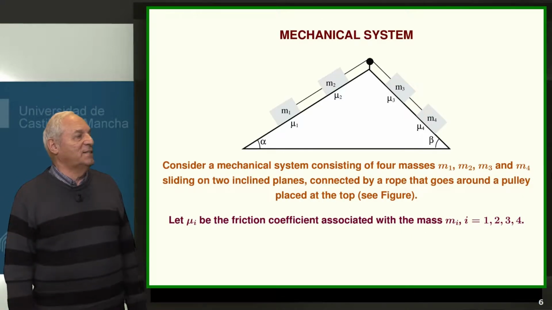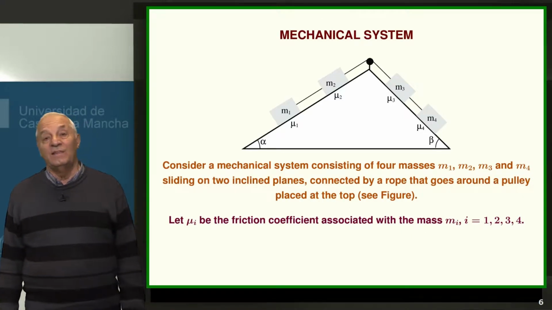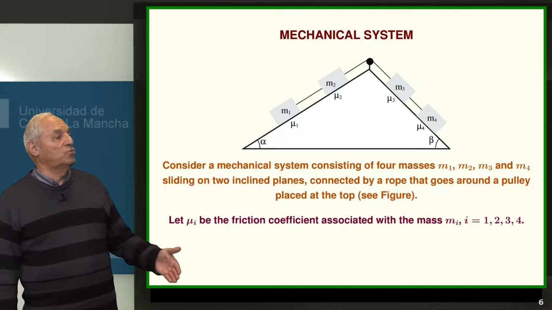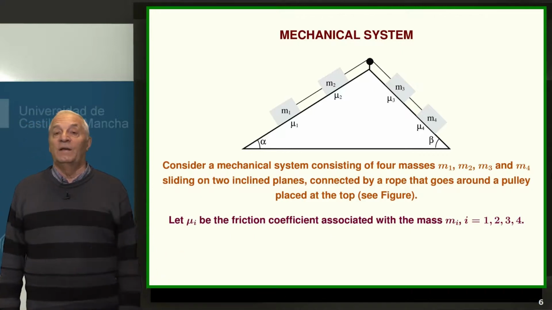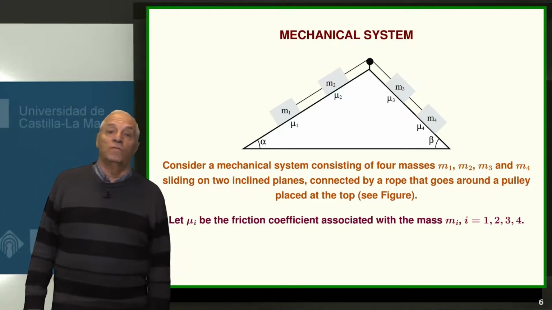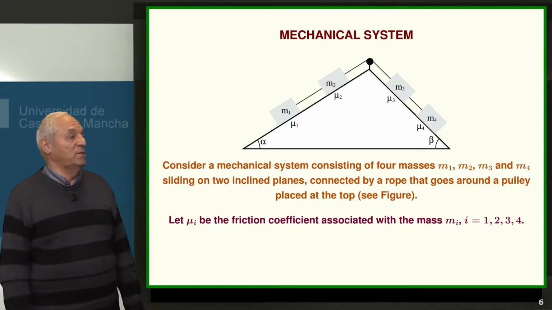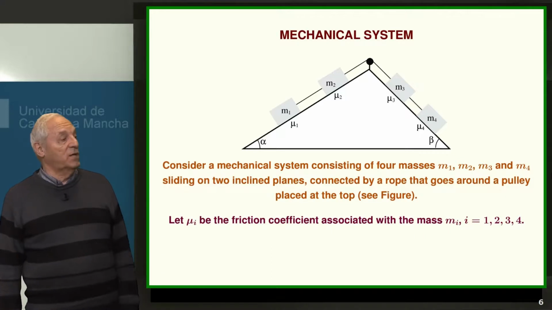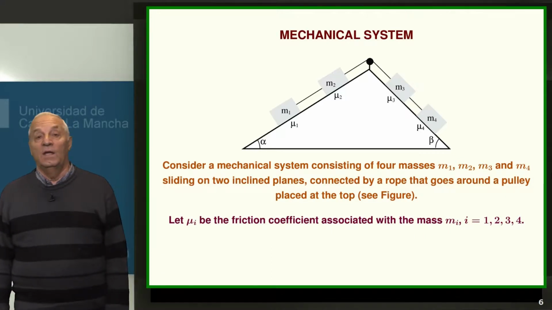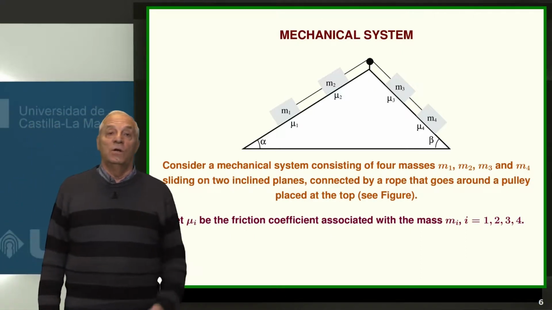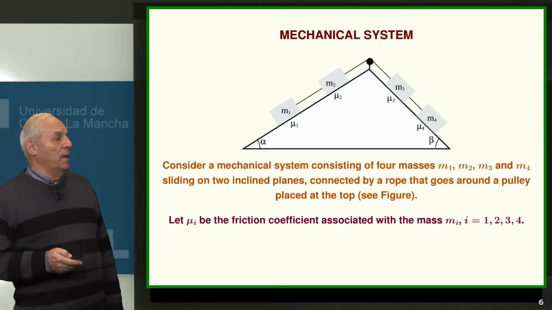Therefore, μ1, μ2, μ3, and μ4 will represent the coefficients of friction, and m1 to m4 are the masses that we consider. We also see that the two angles are alpha and beta, so the inclination of the two inclined planes does not need to coincide. So, let's see how we solve this problem.